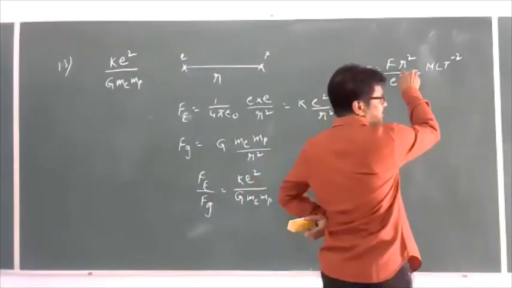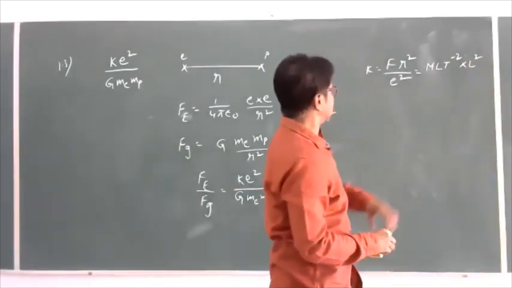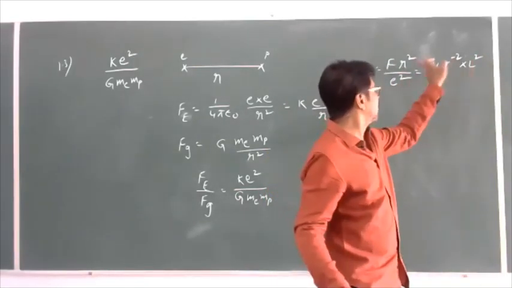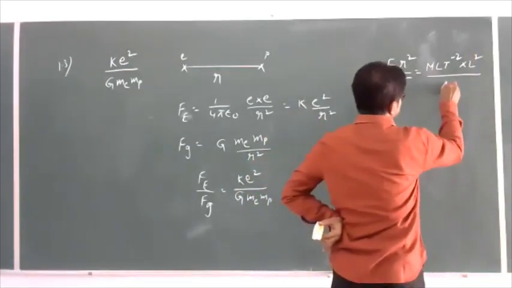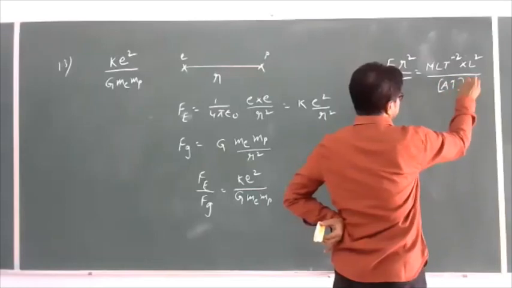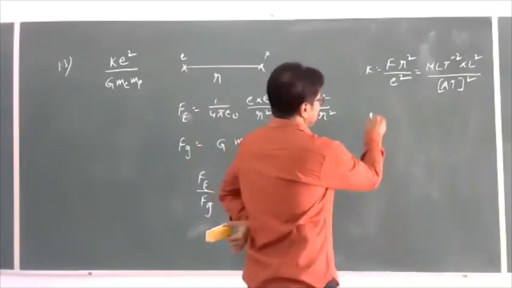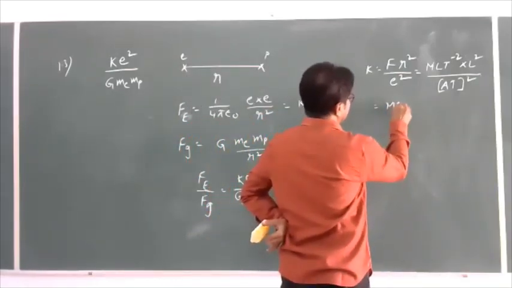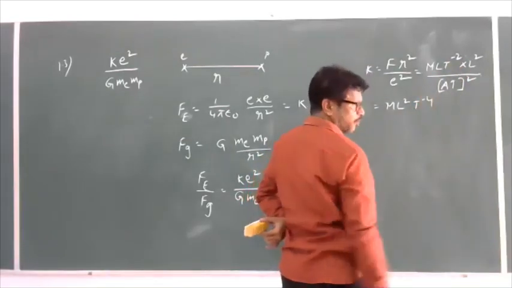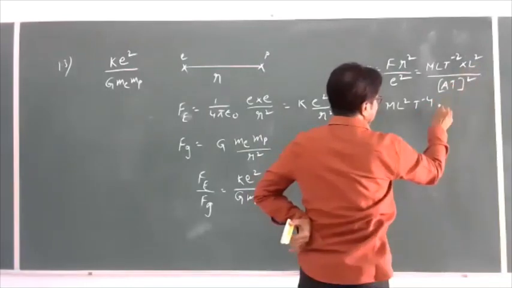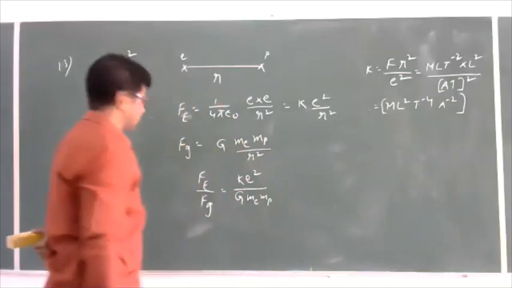and r stands for the distance. Distance is nothing but a length. The dimensional formula for length is L square. E stands for a charge. The dimensional formula of the charge is (AT) whole square. From here we are going to have M L cube T to the power of minus 4 A to the power of minus 2 as the dimensional formula for K.